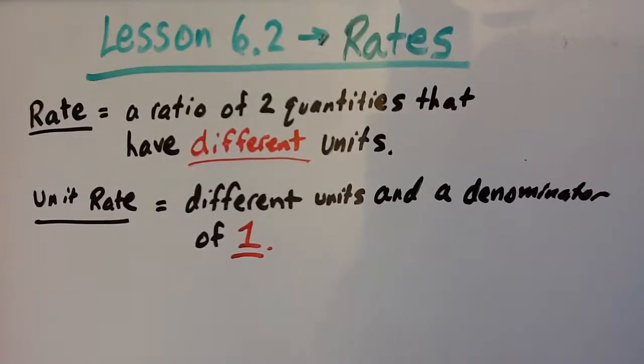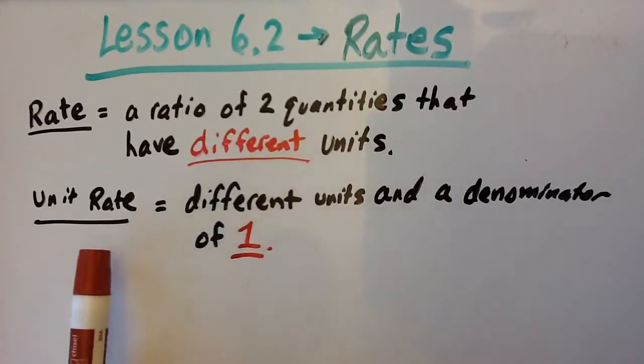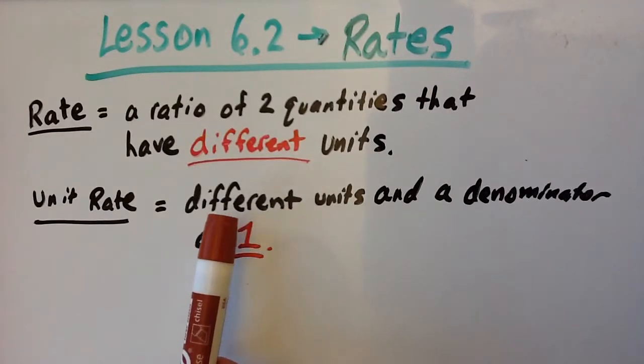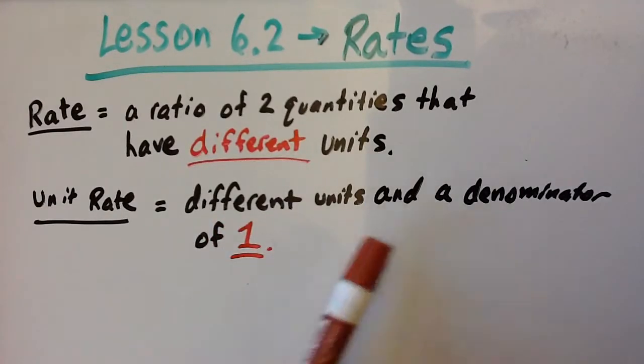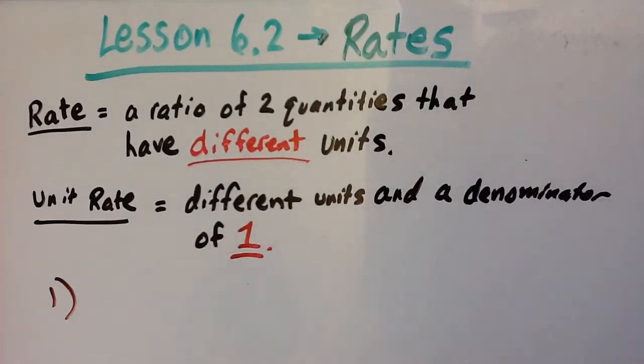Lesson 6.2 on rates. A rate is a ratio of two quantities that have different units. And a unit rate is a comparison of two quantities that have different units and a denominator of 1. A few examples. Example 1. It says the cost of 4 pizzas is $26. What is the unit price?